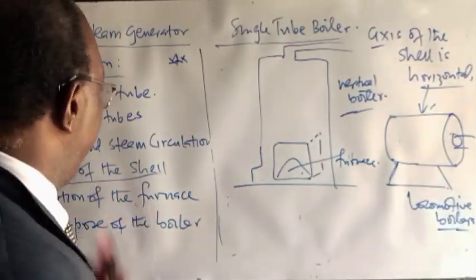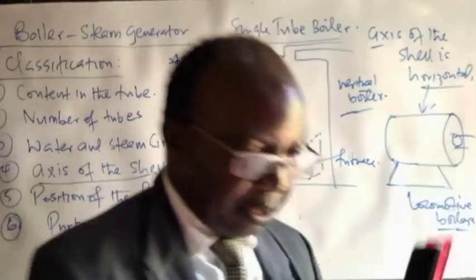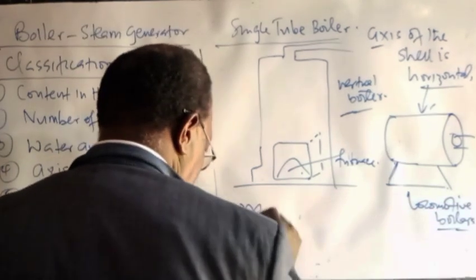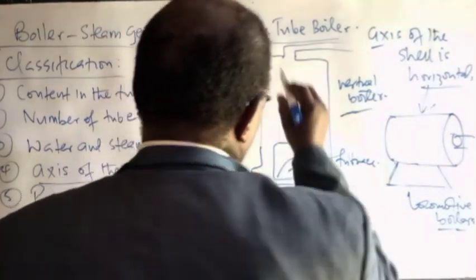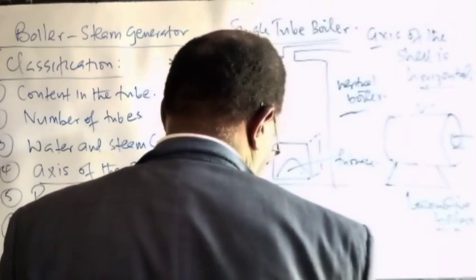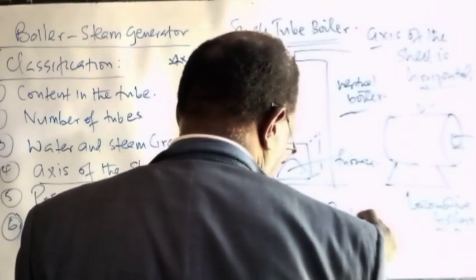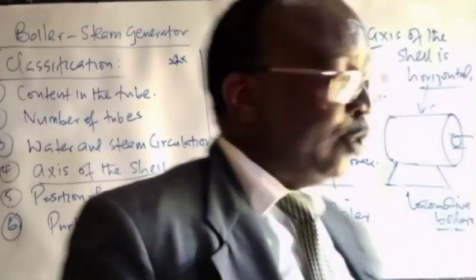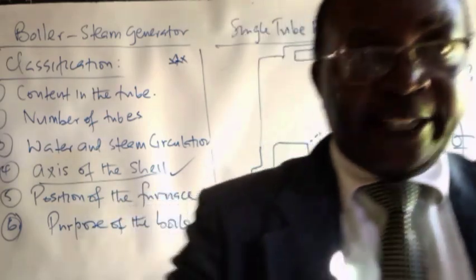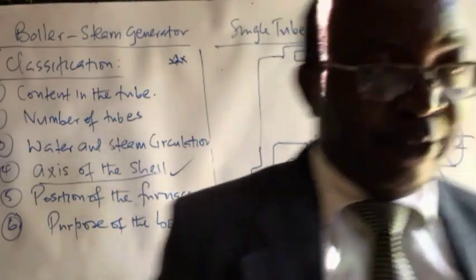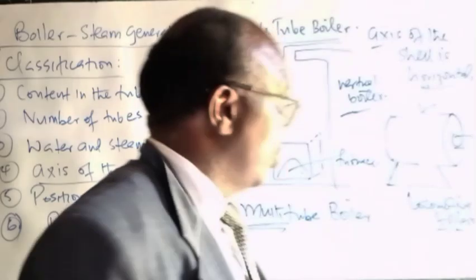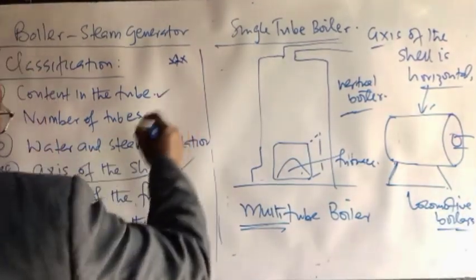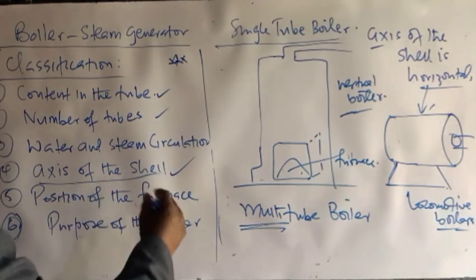So we have taken care of the axis of the shell, in addition to the number of tubes. You could have a single tube boiler or you could have a multi-tube boiler. Multi means many, many tubes, like we saw in the fire tube boiler or water tube boiler. So that is straightforward and you don't have to worry about that. We have taken care of the number of tubes and the axis of the shell.